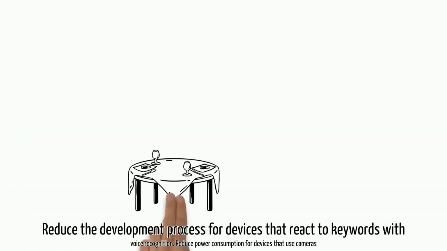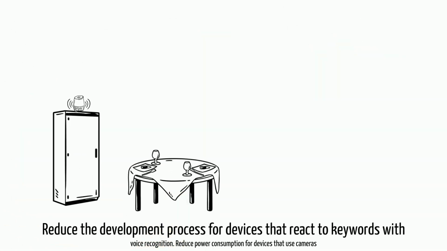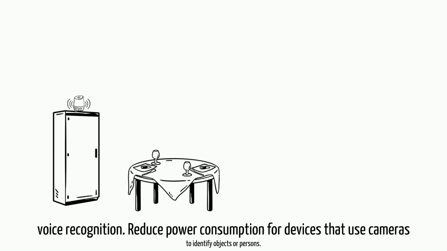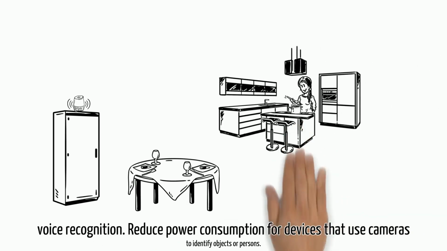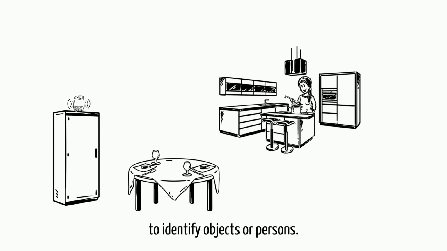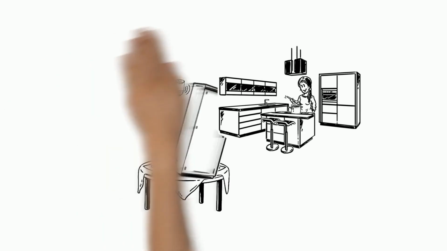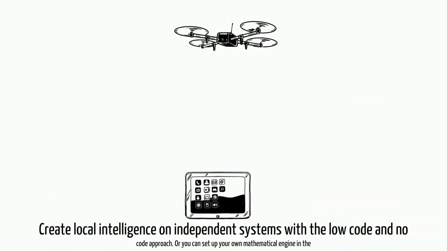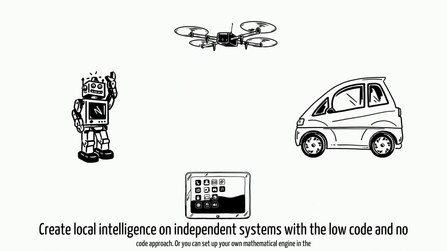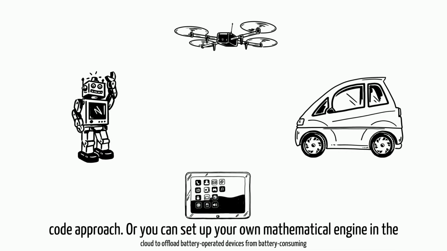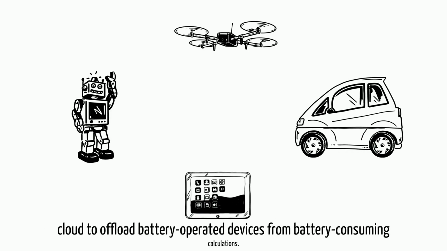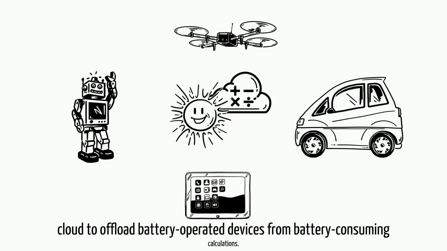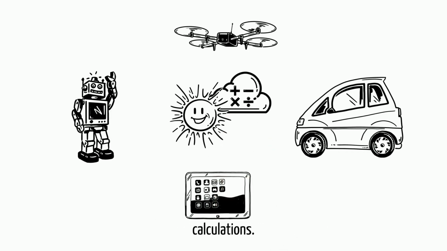Reduce the development process for devices that react to keywords with voice recognition. Reduce power consumption for devices that use cameras to identify objects or persons. Create local intelligence on independent systems with the low-code and no-code approach. Or you can set up your own mathematical engine in the cloud to offload battery-operated devices from battery-consuming calculations.